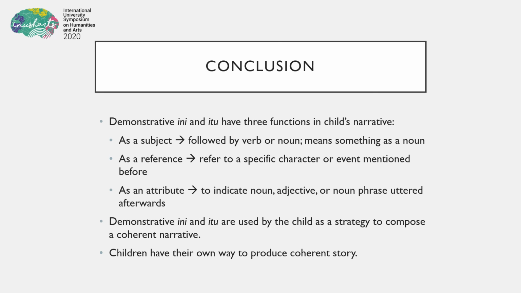The conclusion. So the demonstrative ini and itu have three functions in child's narrative. The first as a subject, followed by verb or noun, and also it can mean something as a noun. And as a reference, it refers to a specific character or event mentioned before, and also an attribute to indicate noun, adjective, or noun phrase uttered afterwards. Demonstrative ini and itu are used by the child as a strategy to compose a coherent narrative. So the children have their own way to produce coherent story.